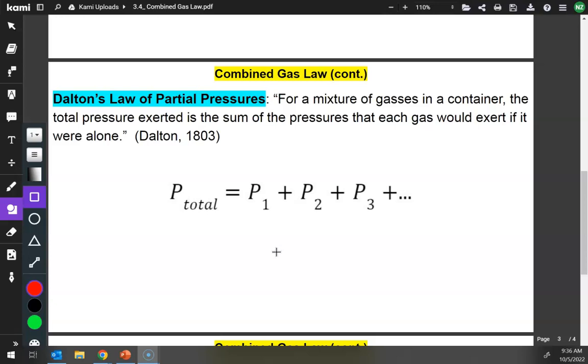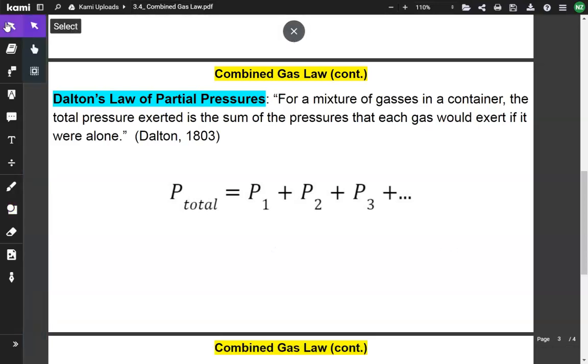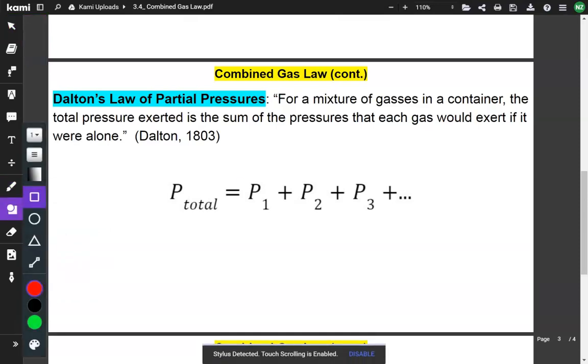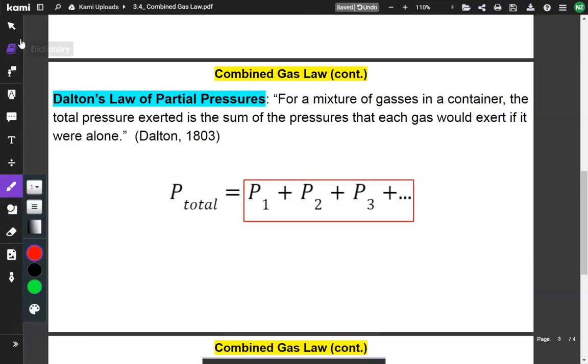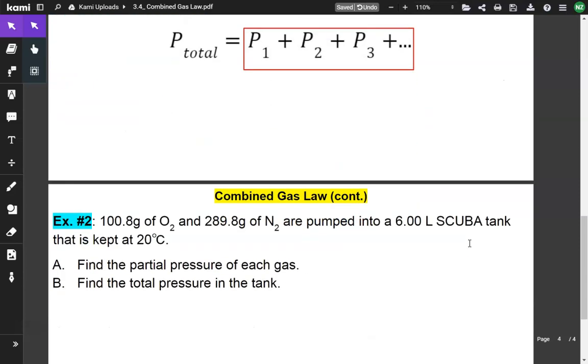All right, in this screencast, we're going to finish up the lesson on combined gas laws with Dalton's law of partial pressures. Dalton's law of partial pressure states, for a mixture of gases in a container, the total pressure exerted is the sum of the pressures that each gas would exert if it were alone. So in mathematical terms, we add up all of the individual pressures to get the total pressure. Okay, so that's Dalton's law of partial pressures.